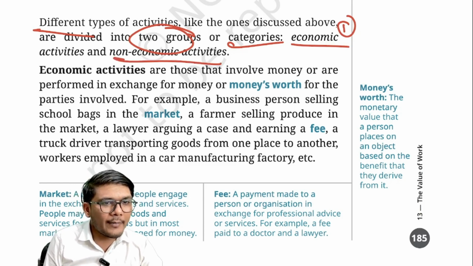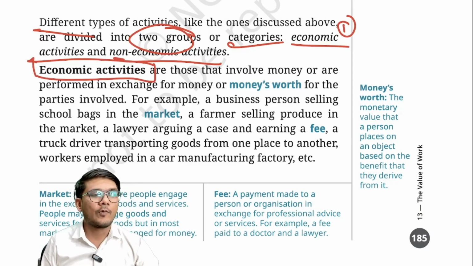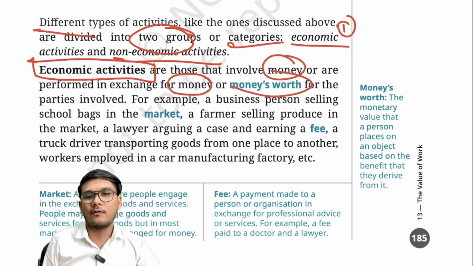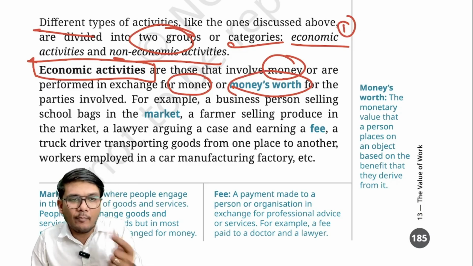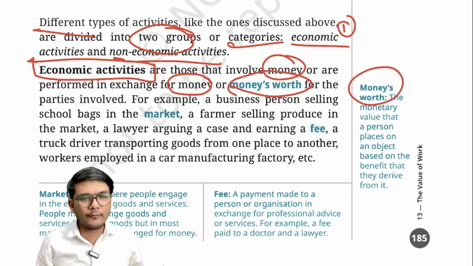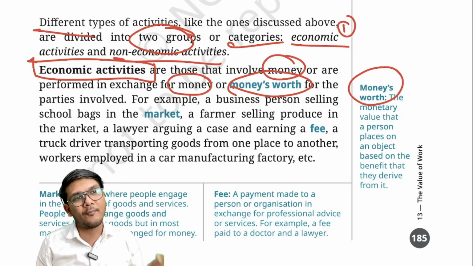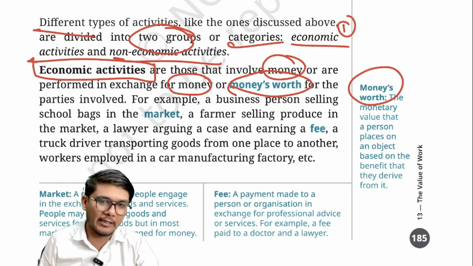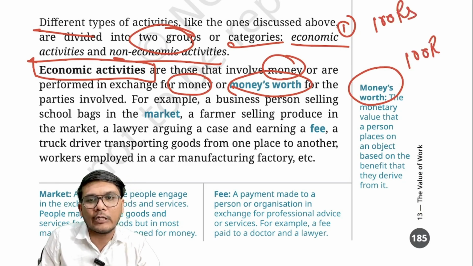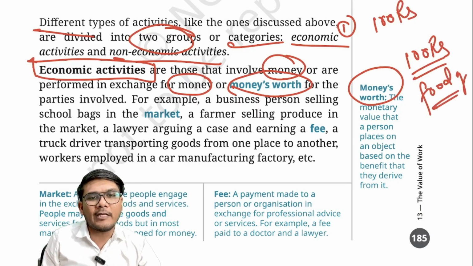So what are economic activities? The economic activities are those that involve money or that are performed in exchange for money or money's worth. Money's worth means, see, money means you will directly get the money. Money's worth means instead of getting money, you might get something else which has the same worth. So either you can get 100 rupees or you can get, let's say, 100 rupees worth of food grains, for example, right? That is also possible.